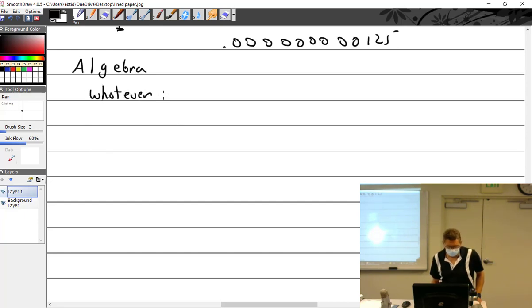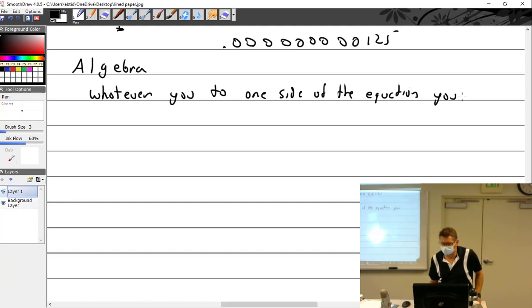Remember, we talk about some rules. Whatever you do to one side of the equation, you must do to the other side. You don't have to, but it doesn't work if you don't.